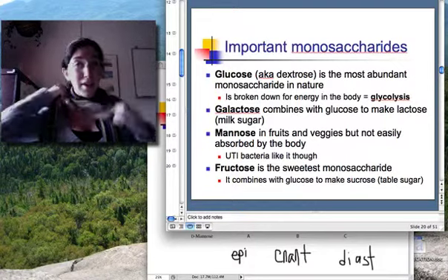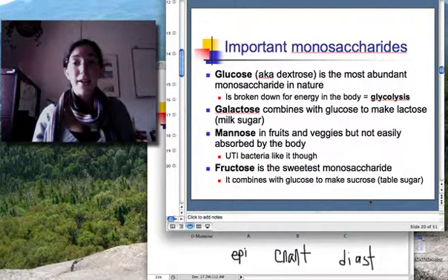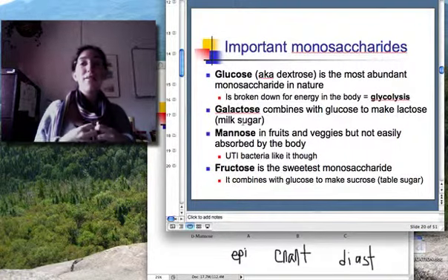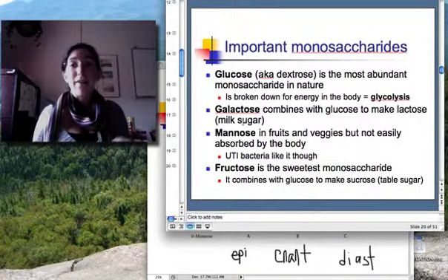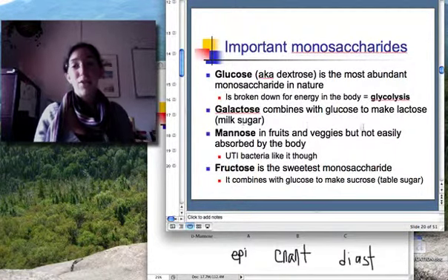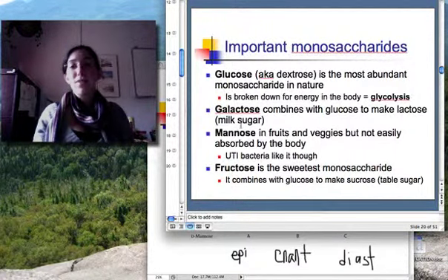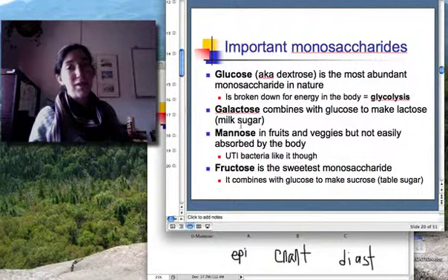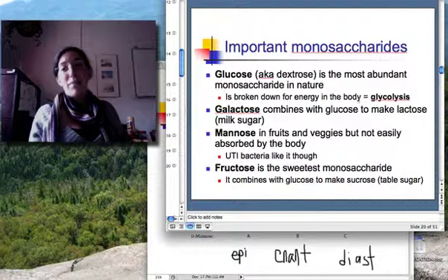Galactose is another monosaccharide in our diet. Galactose is a monosaccharide, and when you combine it and bond it to glucose, it makes lactose, milk sugar. So there's no galactose by itself as a monosaccharide in food. We see it after we break down lactose in our bodies.